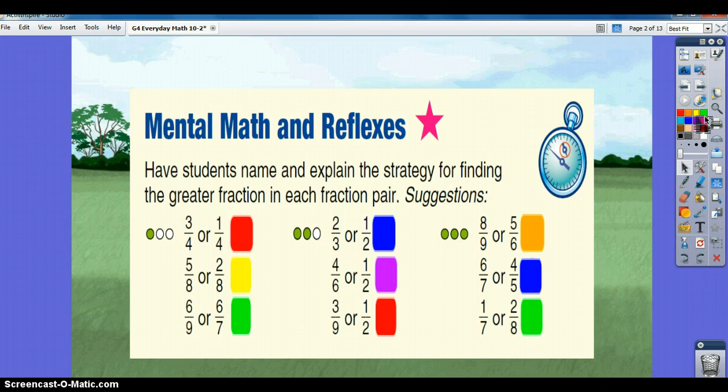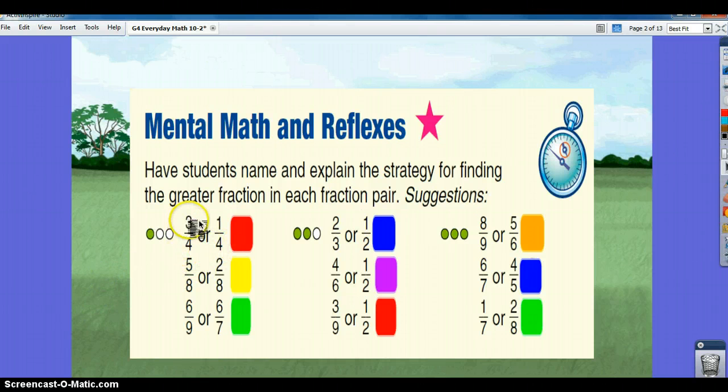So let's do some mental math and reflexes first. Which is the greater fraction? Well, that's a little bit easier when we have denominators that are the same, because you know if you get 3 out of 4 pieces of something, that's way more than 1 out of 4. So that's 3/4.